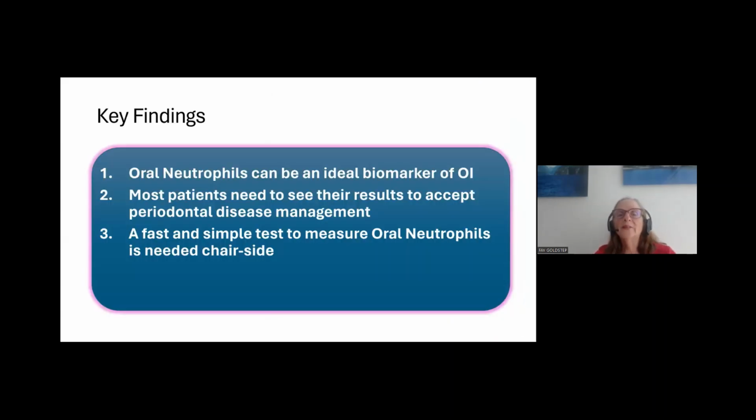So the key findings here are that oral neutrophils can be the ideal biomarkers for oral inflammation. Most patients want and need to see the results to accept periodontal treatment. And an easy and fast test to measure oral neutrophils is needed chairside for patient motivation, to show the patient, and also for the dentist to know how well their treatment is going.